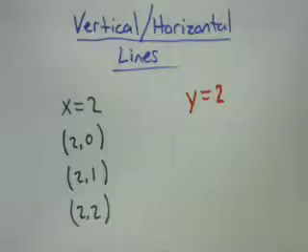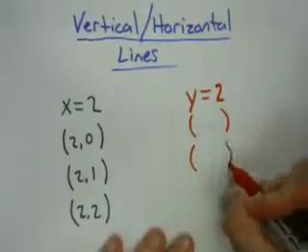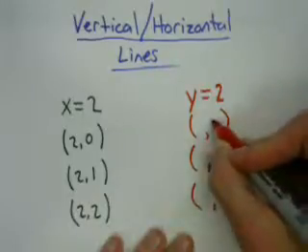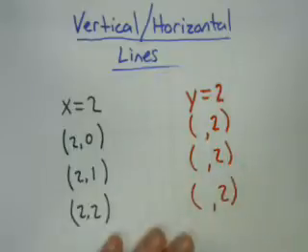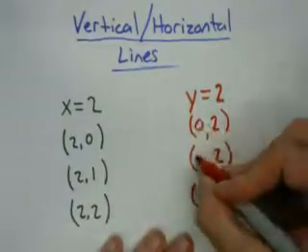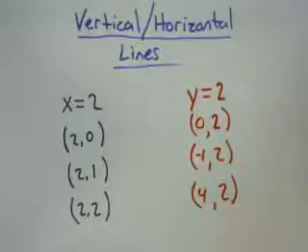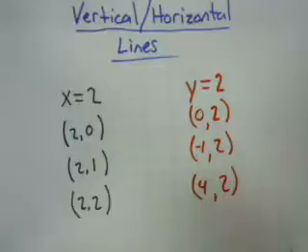The y equals 2. So that means if I write ordered pairs, I'll write some ordered pairs here, that means the y has got to be 2. So if the y is the second number, the y has to be 2. The second number has to be 2. And I could pick, again, anything here, 0, -1, 4, what have you. The important thing is the 2 is the same, because I can read this as y equals 2.